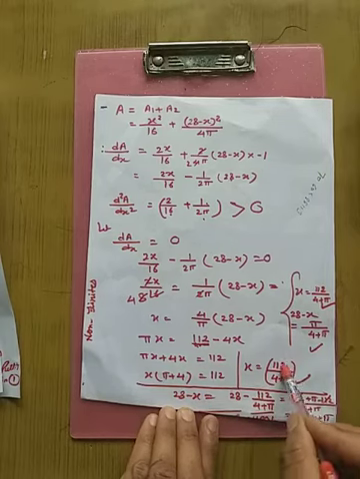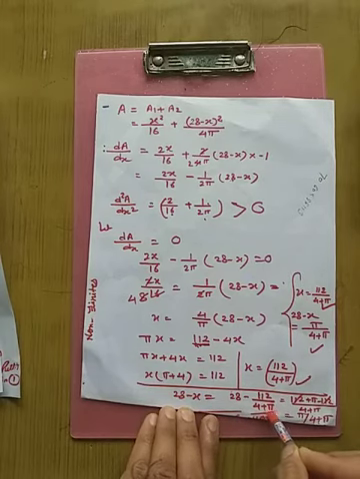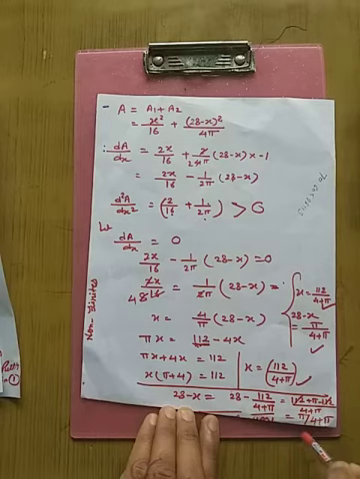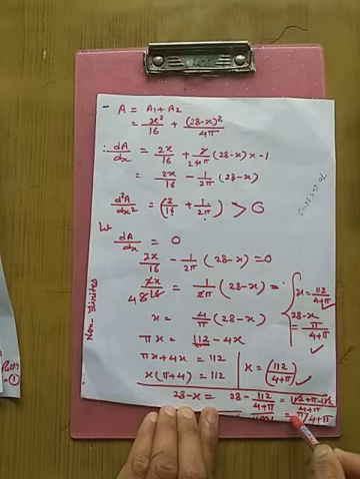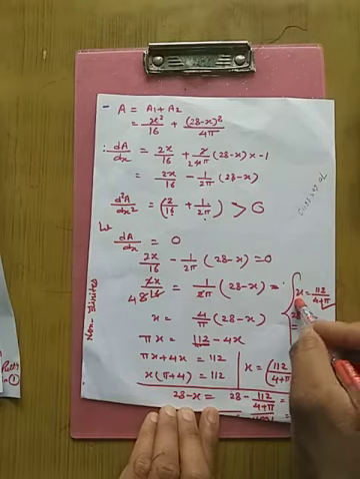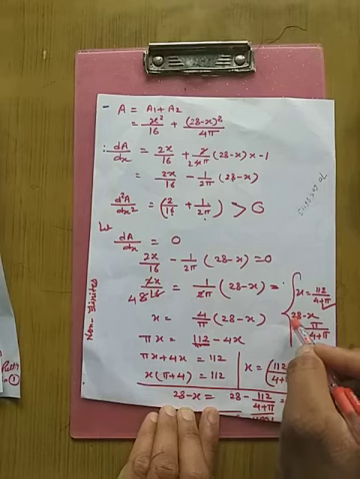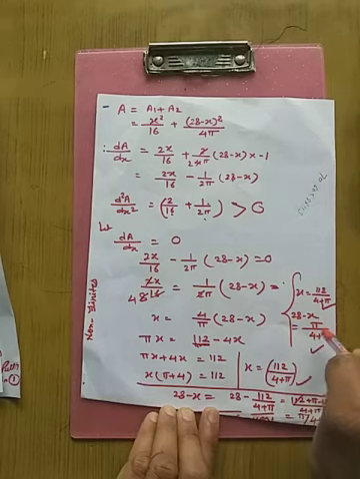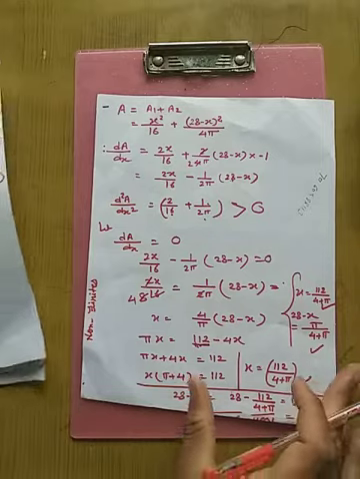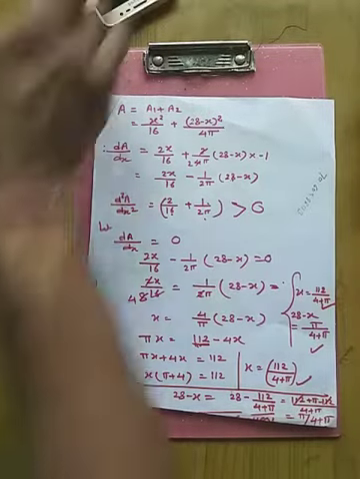28 minus the value of x, which is 112 upon 4 plus pi. After solving this, you will get 28 pi upon 4 plus pi. Hence, the length of the first piece is 112 upon 4 plus pi, and the length of the second piece is 28 minus x equal to 28 pi upon 4 plus pi. Now come to question number 23.